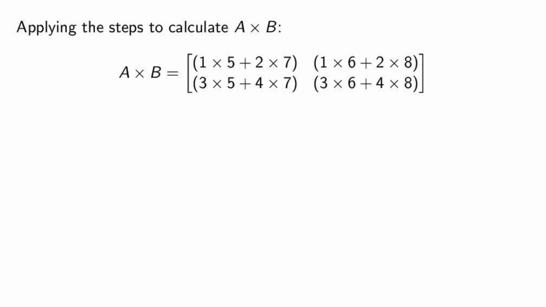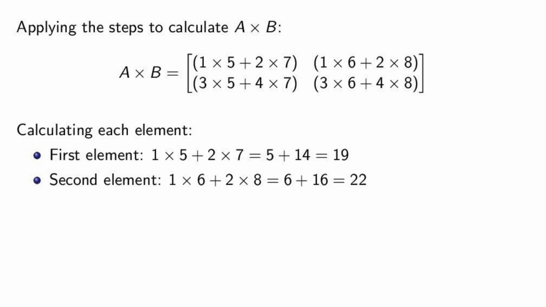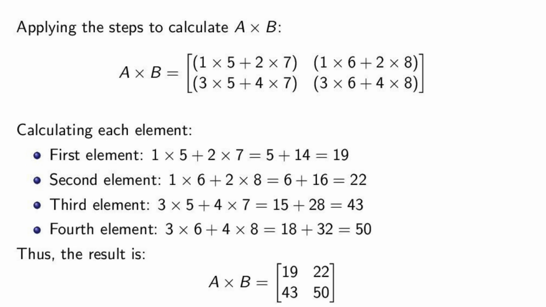Now we will apply the steps to calculate A times B. Let's calculate the first element. 1 times 5 plus 2 times 7 equals 5 plus 14 equals 19. The second element is 1 times 6 plus 2 times 8 equals 6 plus 16 equals 22. Continuing this process for the rest of the elements, we get the following matrix. This is the result of multiplying matrix A by matrix B.